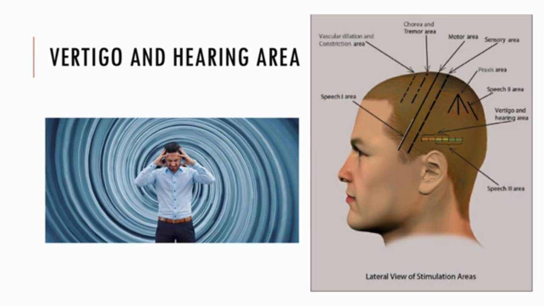Vertigo and hearing area. This area is located over the temporal lobe on the lateral side of the head. It is on a horizontal line, 4 centimeters long. It starts 1.5 centimeters superior to the apex of the auricle of the ear at its middle point, and extends 2 centimeters anterior and 2 centimeters posterior to the middle point.